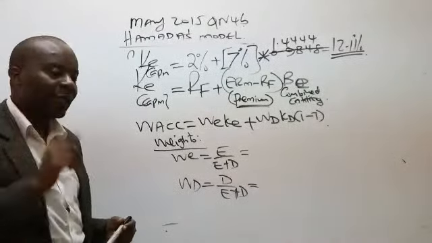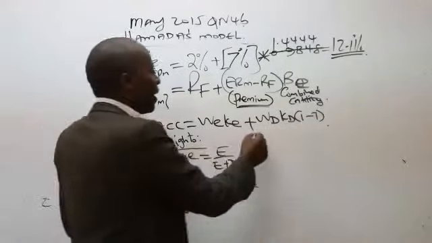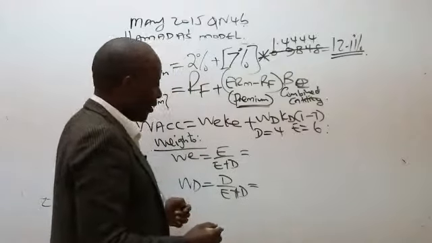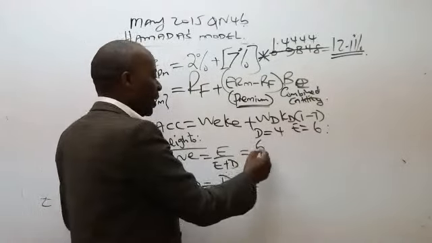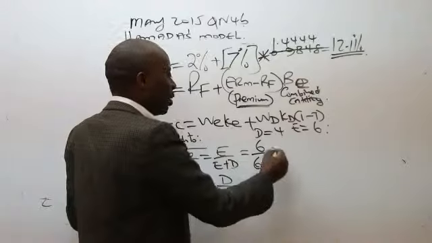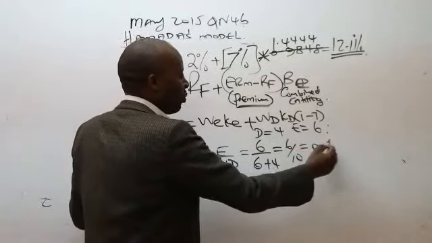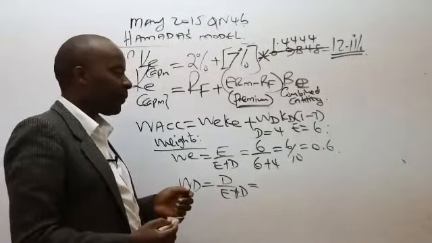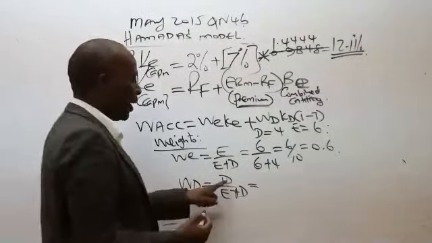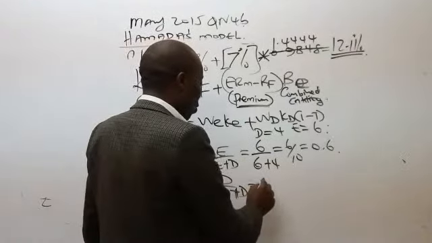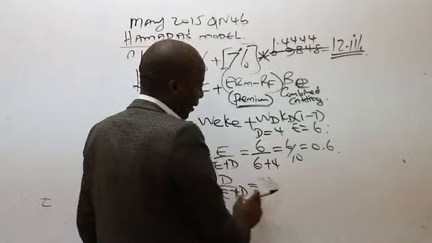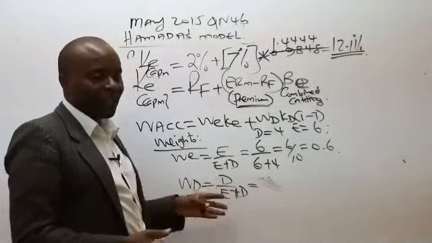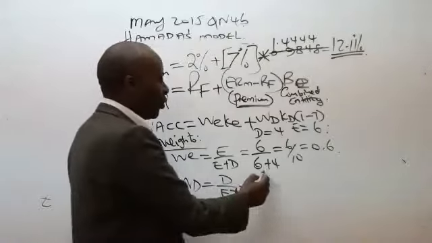Remember, debt is the one that is 4. Equity is the one that is 6. So the weight of equity will be 6 over 6 plus 4, which is 6/10, which will be 0.6 like that. After that, ladies and gentlemen, debt is 4. Or rather, I don't even have to go this way. Once I get the weight of equity, I know that the weight of debt will be 1 minus 0.6.